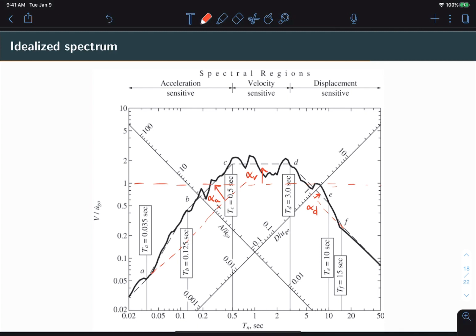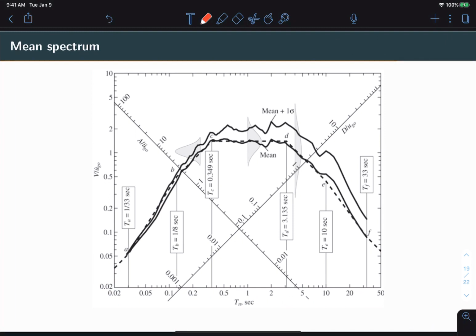Now, just as the true spectrum will amplify as damping goes down, so will these factors. The values of alpha that we choose are going to be dictated by the damping of the system, but also by the amount of risk that we're willing to tolerate. In order to understand how to amplify our spectrum appropriately, we need to look at not just one ground motion, but an ensemble or set of ground motions. And this is where the idea of mean spectrum comes in.